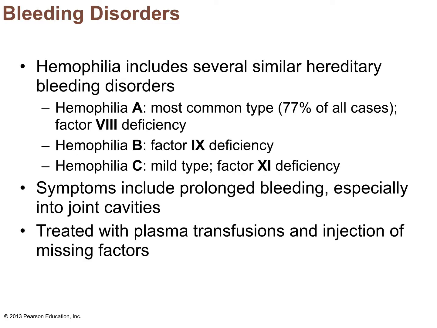Hemophilia is a hereditary bleeding disorder. It is due to a lack of a clotting factor, and you have hemophilia A, B, and C. A is the most common type. It is a lack or deficiency of factor 8. Hemophilia B is a deficiency in factor 9, and hemophilia C is a deficiency in factor 11.